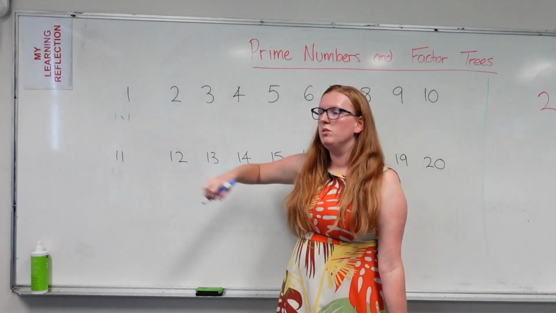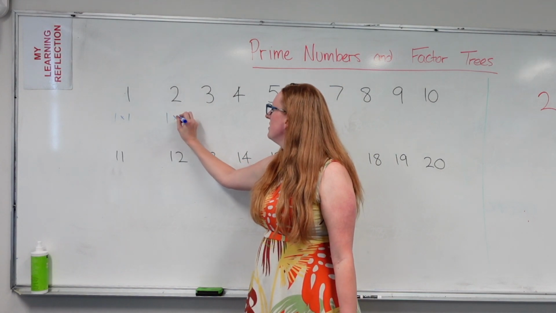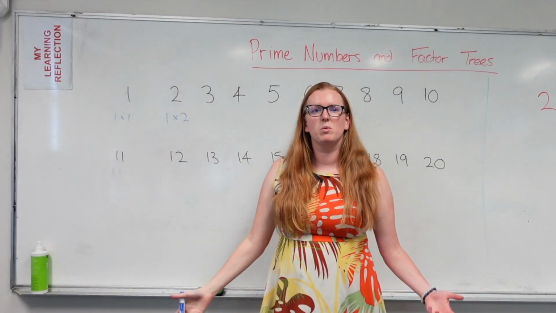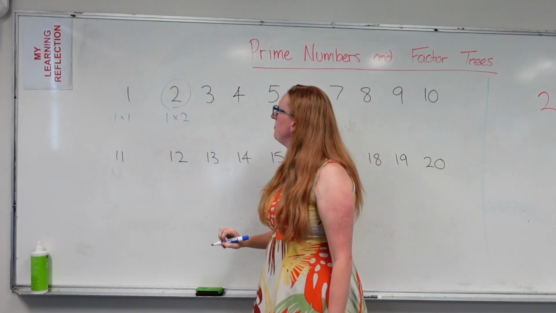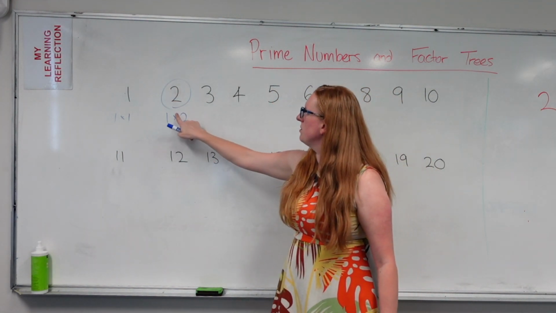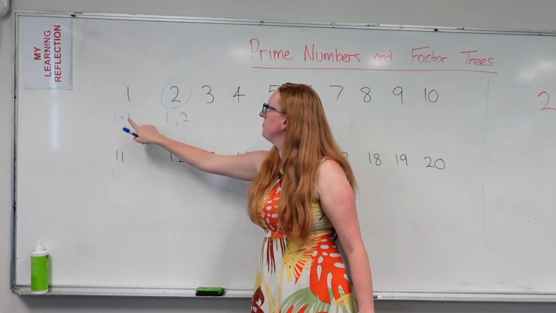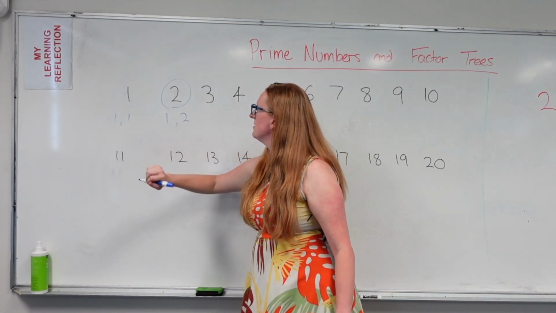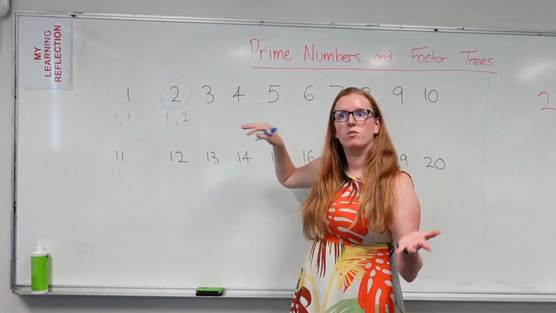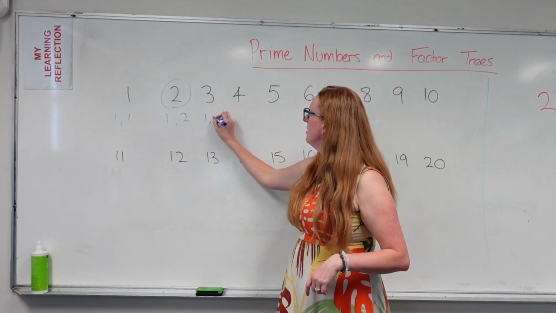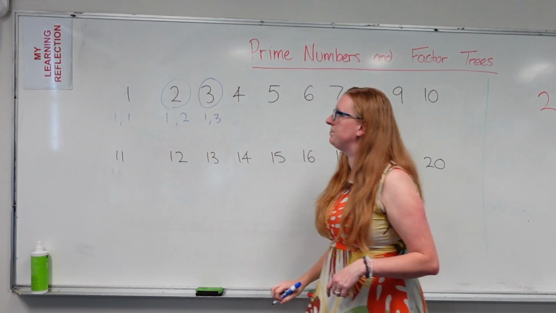The way we get the number 2 is timesing 1 times 2. There's nothing else. There's no other way to find the number 2. So that makes the number 2 prime. Same as the number 3. I actually won't write the times there. I'll put a little comma to list my factors. Whereas the number 3, how do I get the number 3? 1 times 3, and that's it. That makes the number 3 prime.